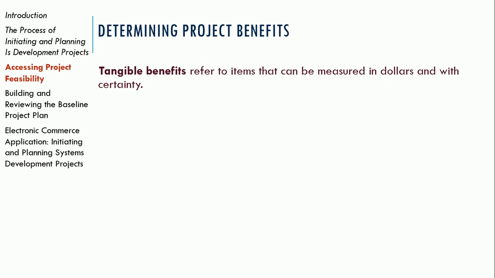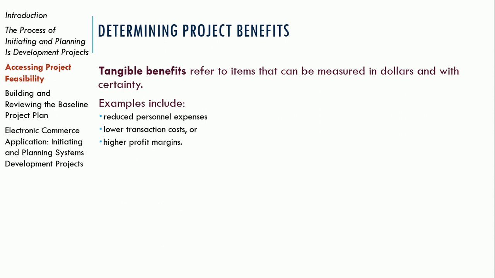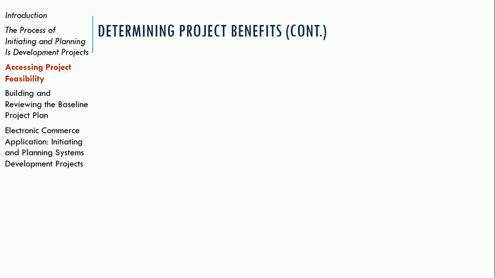So we're going to talk about tangible benefits, which are basically anything that we can measure in dollars, right? Tangible means something that you can touch and feel. So anything that we can measure, that's a good way to remember it. Anything that you can measure in dollars is going to be a tangible benefit. Examples might be reduced expenses, lower transaction costs, higher profit margins. So either money that you're going to make or money that you're going to save that you can enumerate, that you can calculate, would be a tangible benefit.